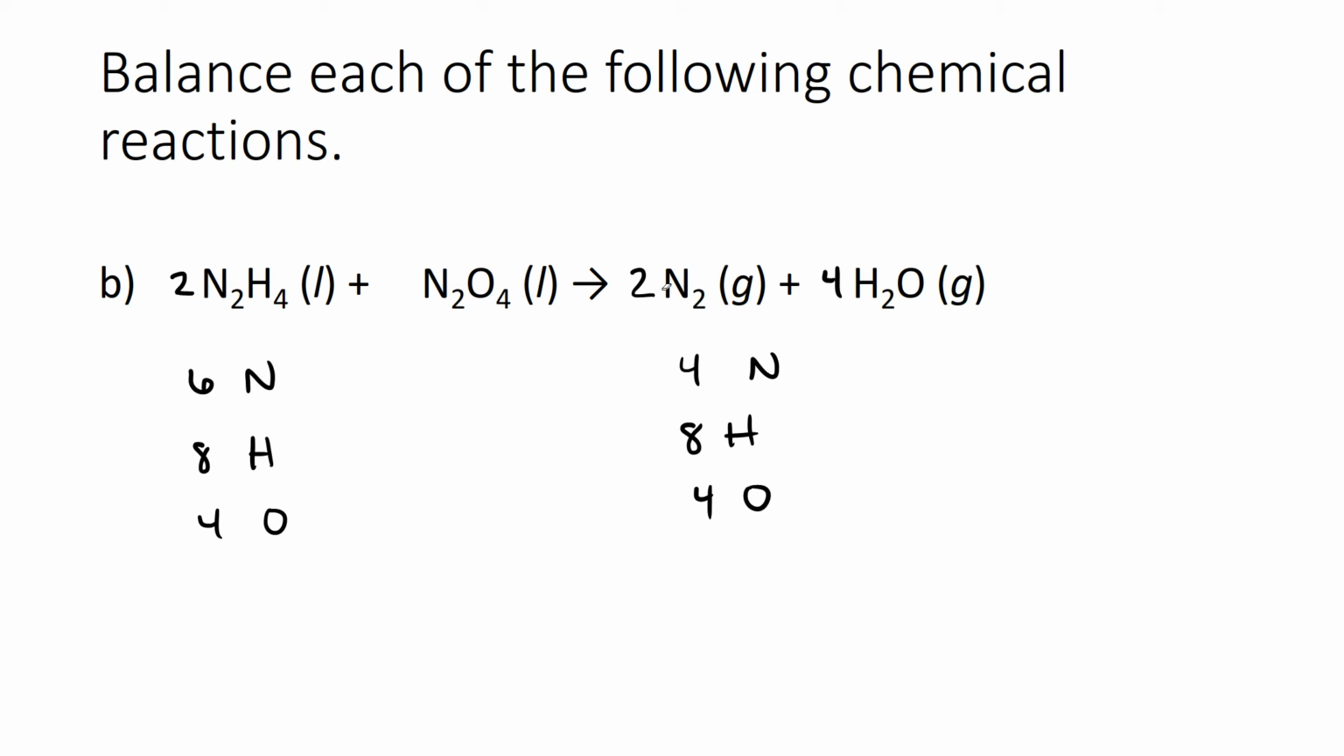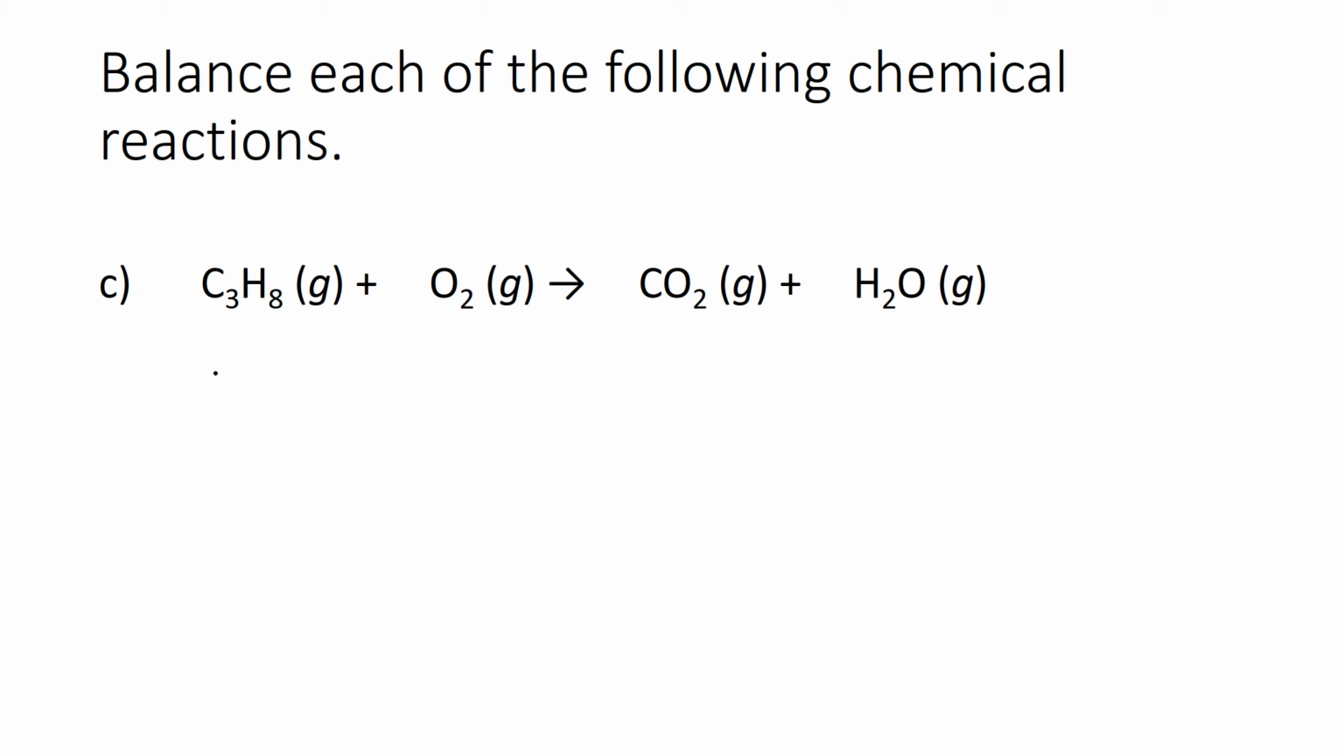And then to rebalance the nitrogens, I'm just going to change this to a 3. And now it should be balanced. We have 4, 5, 6 nitrogens, 8 hydrogens, and 4 oxygens. On the right side, we have 6 nitrogens, 8 hydrogens, and 4 oxygens. So 2, 1, 3, 4 is how you balance part B.